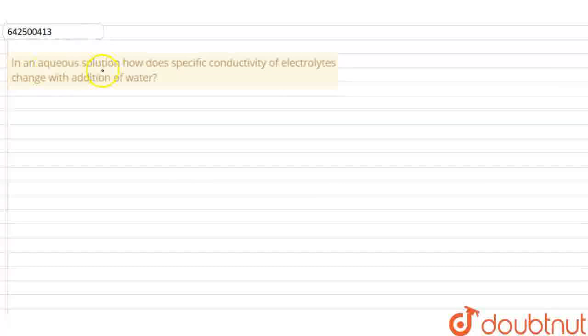In an aqueous solution, how does specific conductivity of electrolytes change with addition of water? Now, let us understand the question properly. First of all, addition of water indicates what? So in electrochemistry, guys, addition of water indicates dilution. Dilution. Yes?